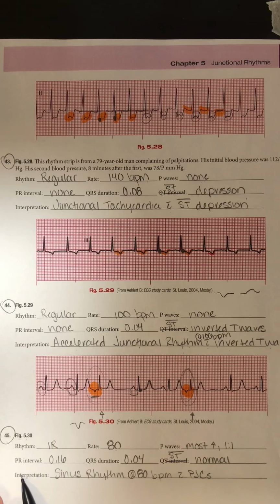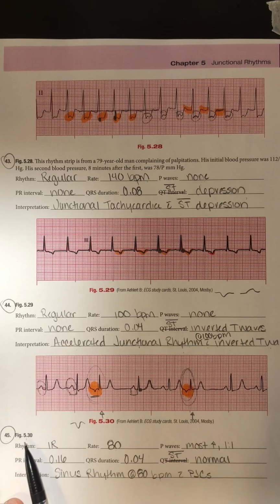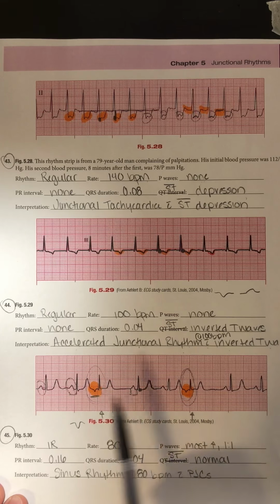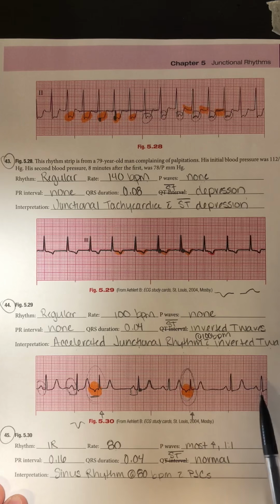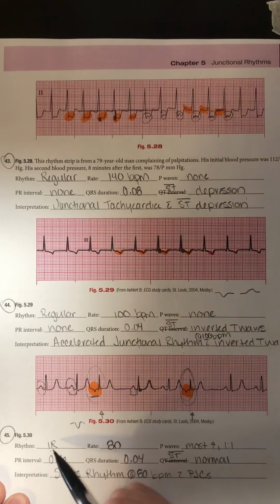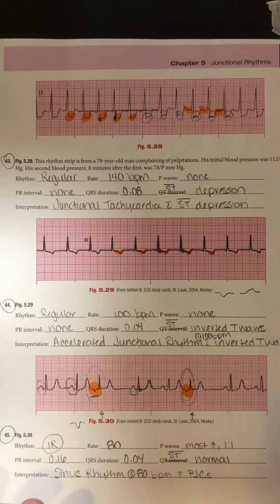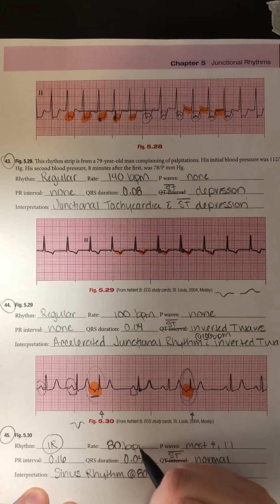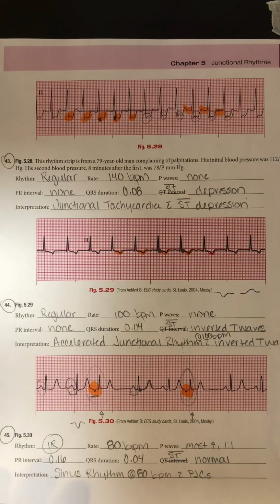All right, moving down to number 45, figure 5.30. We can see right away that it's a little irregular. So I just put an IR here for irregular. For my rate, I have 1, 2, 3, 4, 5, 6, 7, 8 times 10 gives me that 80 beats per minute. And now let's look at our P waves.